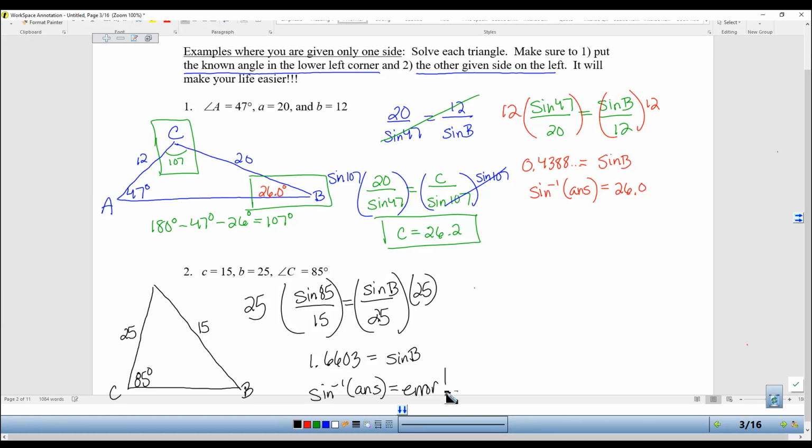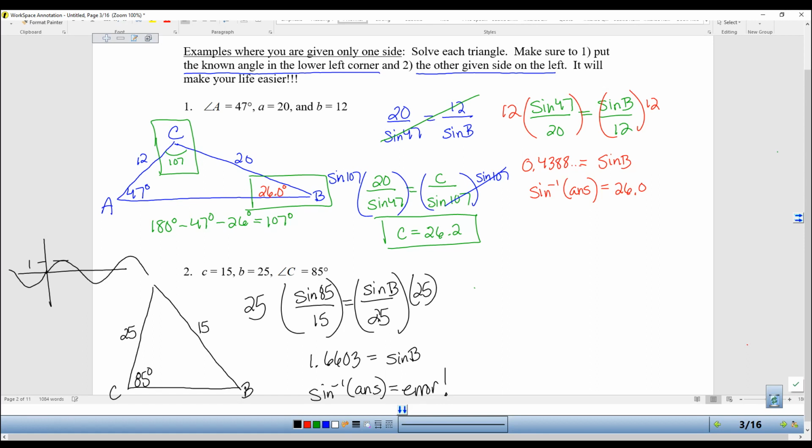Why is it an error? Well, going way back to last chapter, remember that sine goes up to 1 and down to -1, up to 1 and down to -1. So sine is never bigger than 1. Sine is never 1.6603. So now you need to go back and look at your triangle and say to yourself, why didn't that work? Did I make a mistake?